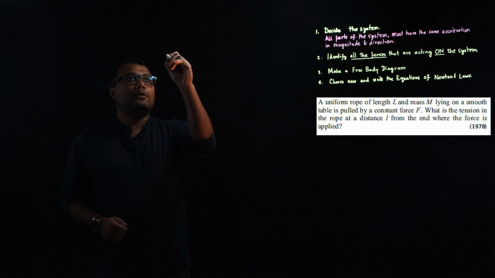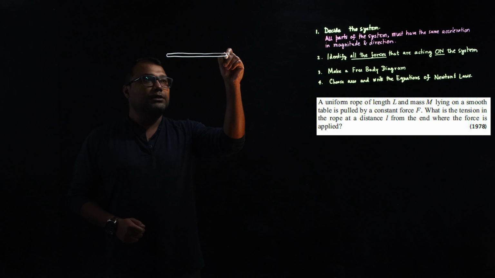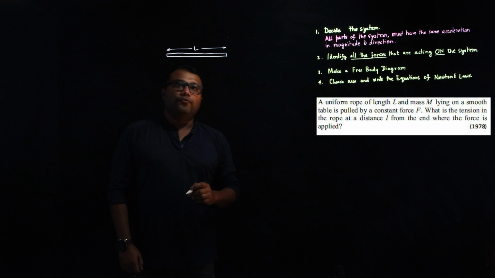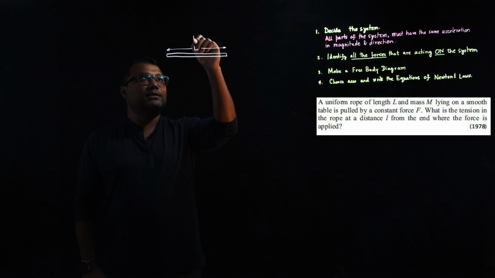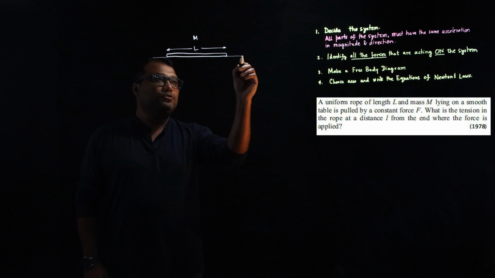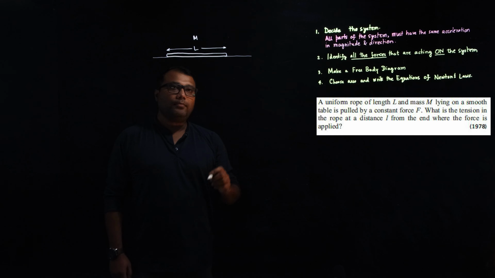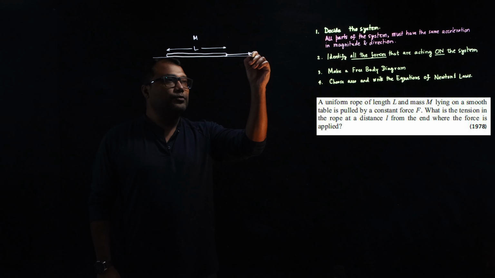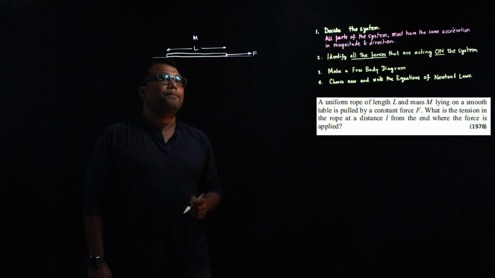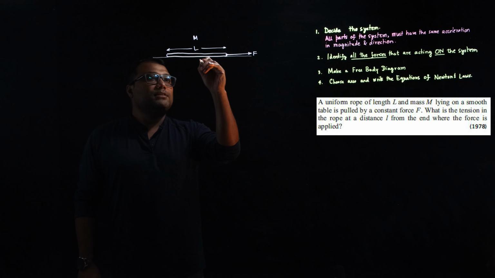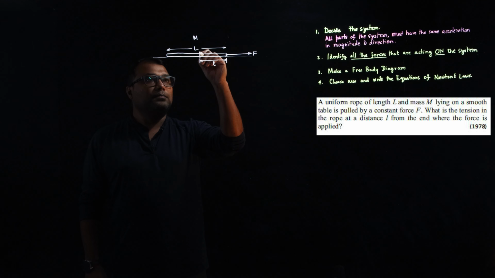So we have a rope which is length L. It weighs M, so mass is M, and it is on a smooth table, so there is no friction involved, and this rope is being pulled by a constant force F. So the question is, at a distance small l from this end, what is the tension in the rope right here?